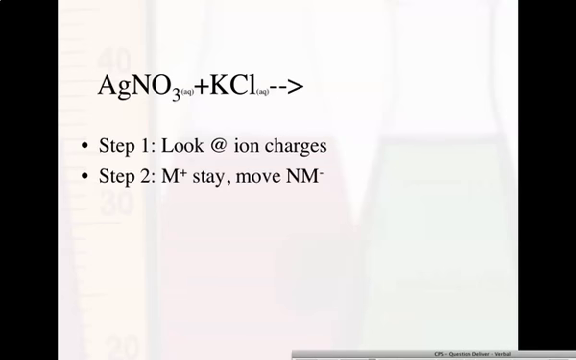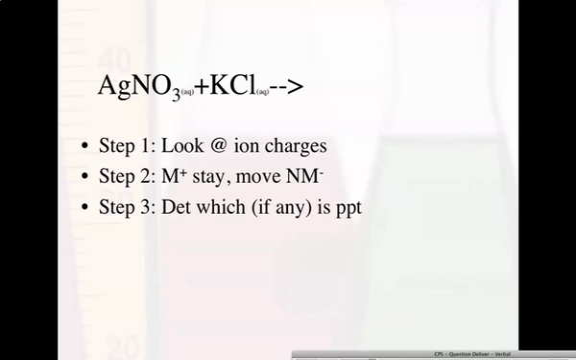Step 2, the metal is going to stay where it is, and we're going to move the non-metal, or vice versa. As long as you're consistent about the way that you're doing it, it really doesn't matter which one you flip where. The third step is to determine which, if any, is a precipitate. So which, if any, is a solid or insoluble. Because if it's not, we're not going to have a reaction.